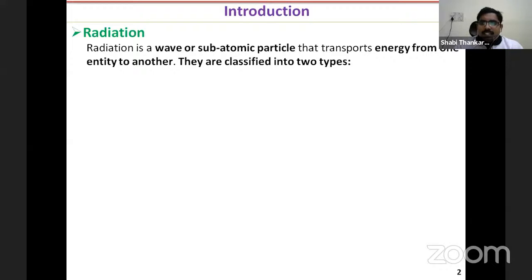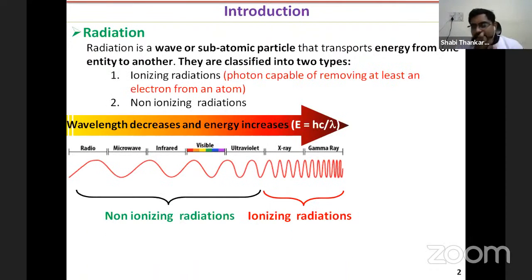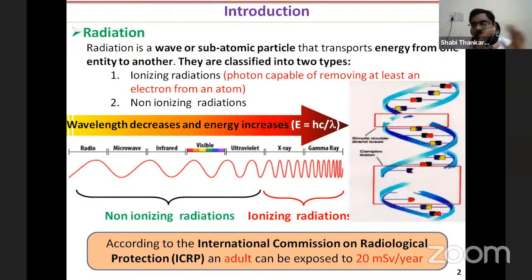So what is radiation? Radiation is a particle or a wave which transports energy from one place to another. We are living in an era of radiation. For example, we use radio waves for communication, and gamma rays for medical treatment. The part from UV to gamma ray is very high energy. Whenever it interacts with our body, it can break the DNA. Once the DNA is broken, it can mutate into a cancer or the cell can die. According to the International Commission on Radiological Protection, one adult can be exposed to 20 millisievert per year.